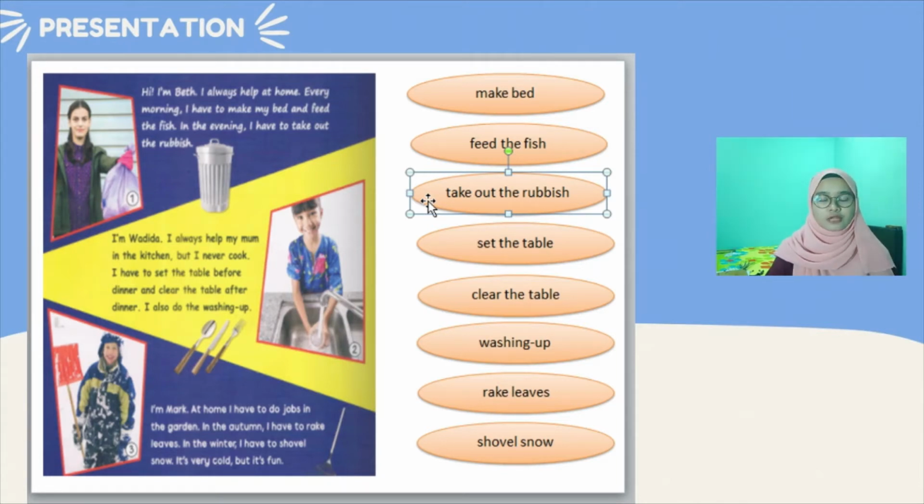Okay, now let's move on to the second paragraph here. The first housework mentioned in the second paragraph is set the table. Set the table is to say that Wadida always sets the table before dinner. Set the table before dinner here means that we prepare plates, glasses, spoons or forks on the table before we start our dinner.